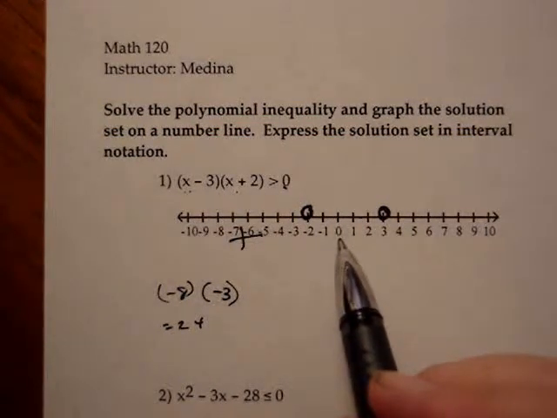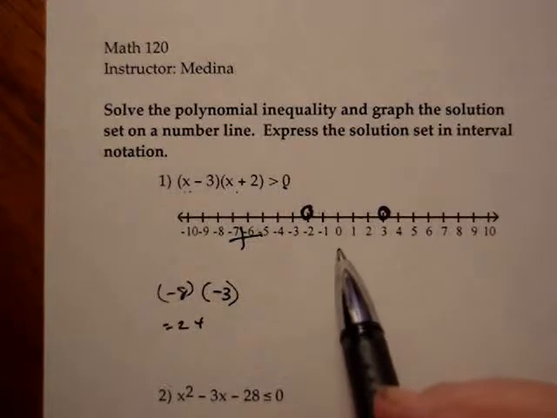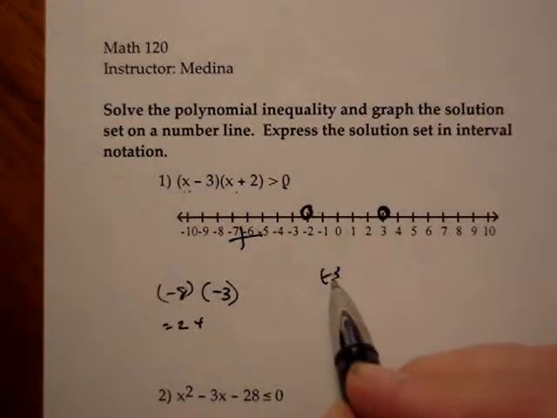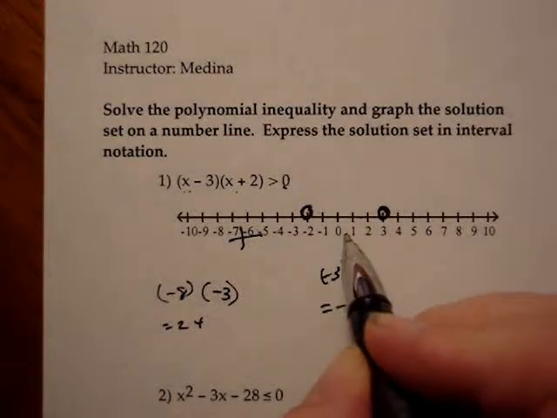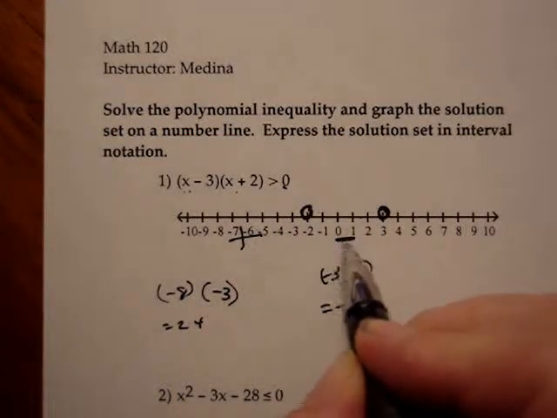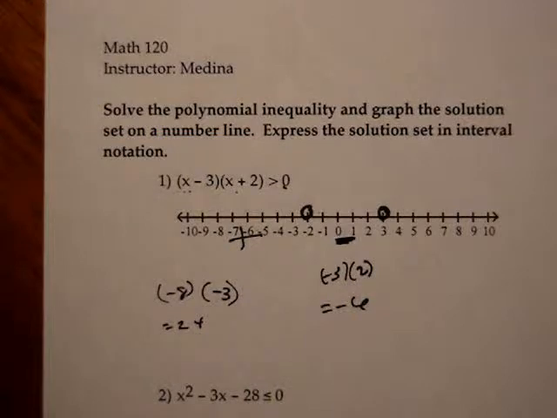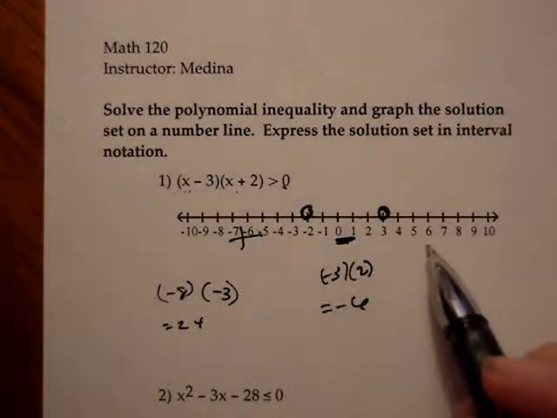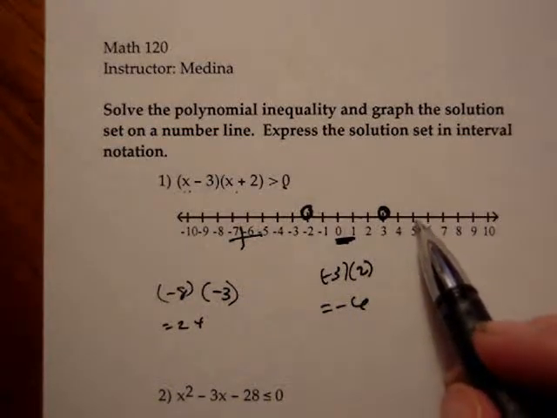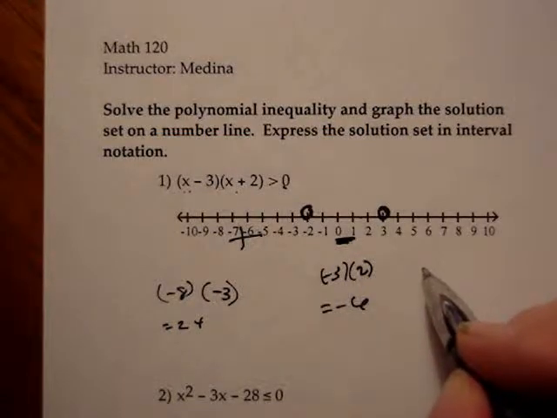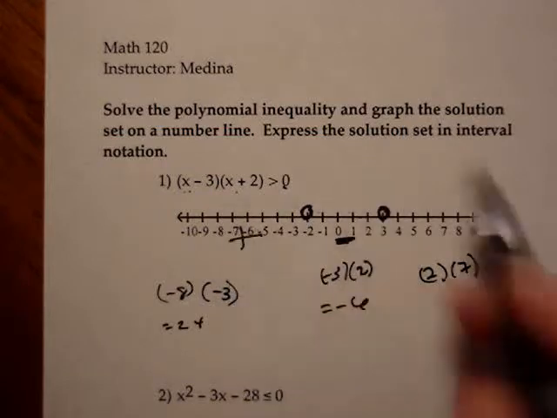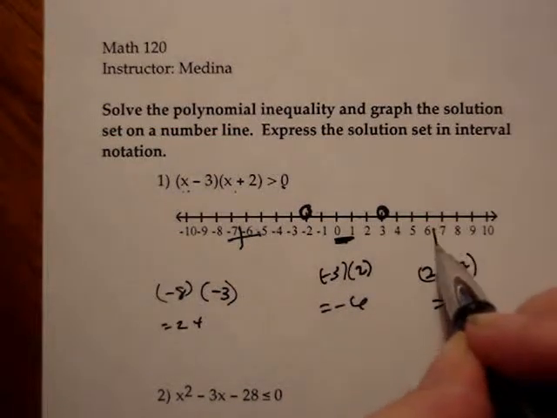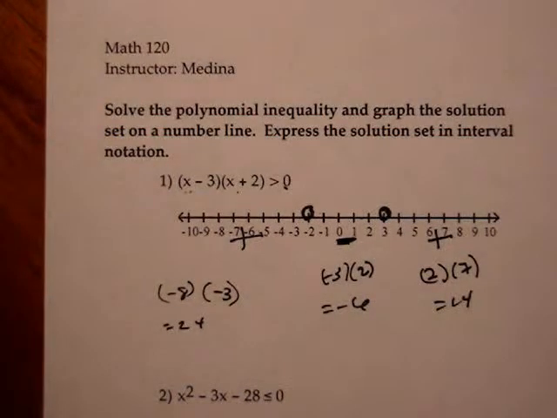I'm going to pick 0 for my test point in the middle interval. When I put 0 in, I'll get negative 3 times positive 2, which is negative 6, which is negative. So every x value in there, when I plug it in, will give me negative answers for y. Now I'm going to pick, I don't know, 5. It seems like a nice number in the last interval. So that'll be 2 times 7 when I'm plugging it in here, which is 14, which again is positive.